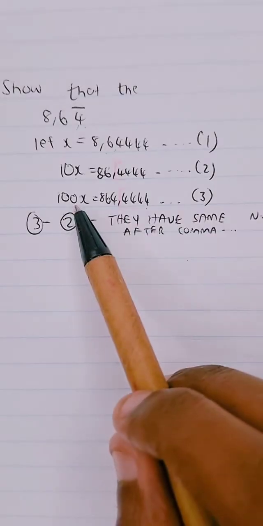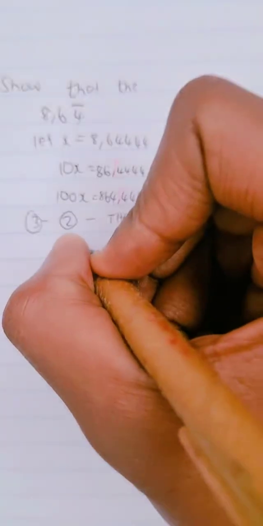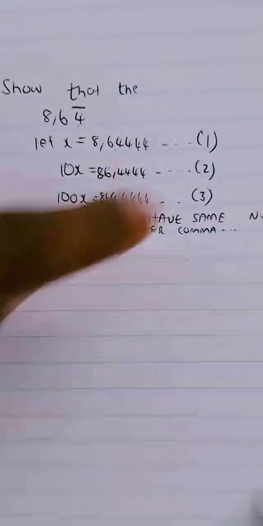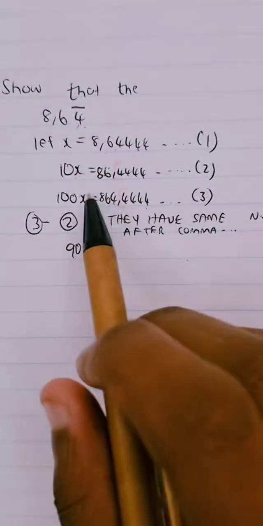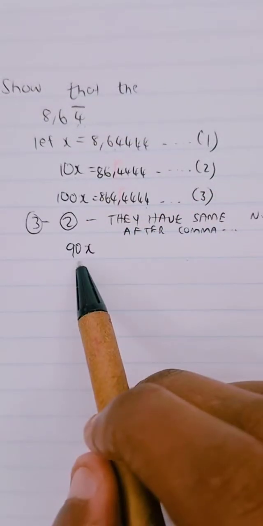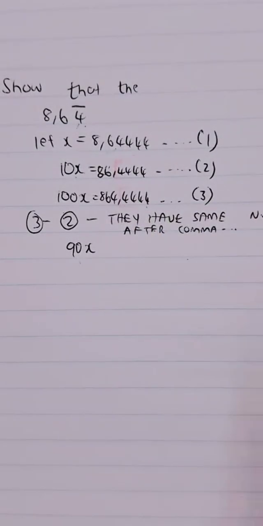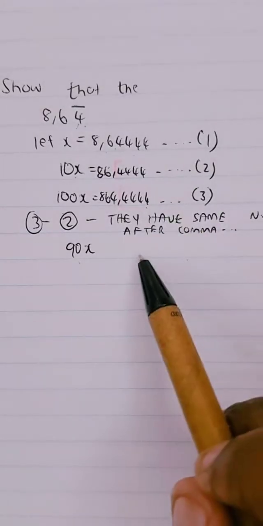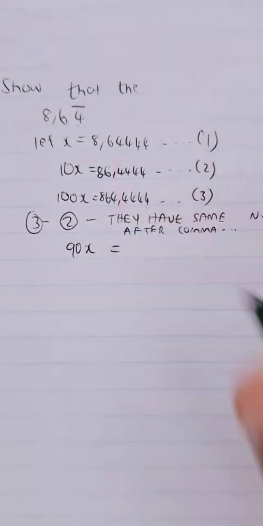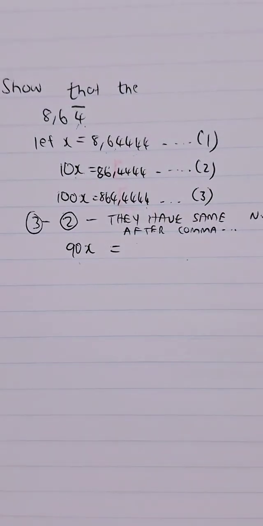So now, what is 100x minus 10x? We get 90x, because we are taking equation 3 minus equation 2. 100x minus 10x gives us 90x. Then 864 minus 86. Guys, you tell me, what is 864 minus 86, so that I know what to write on the right hand side?